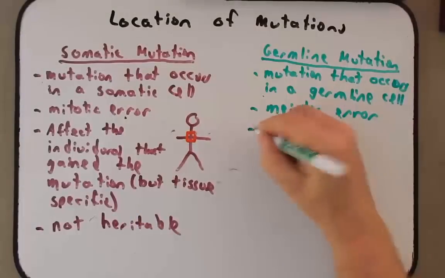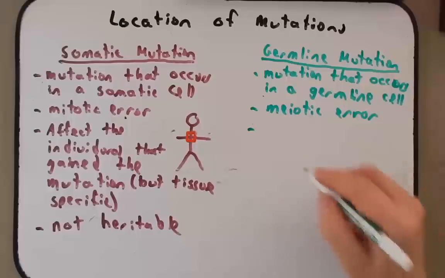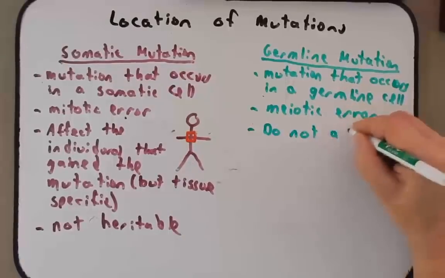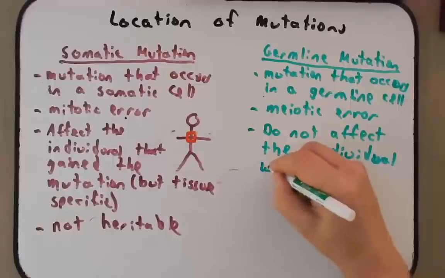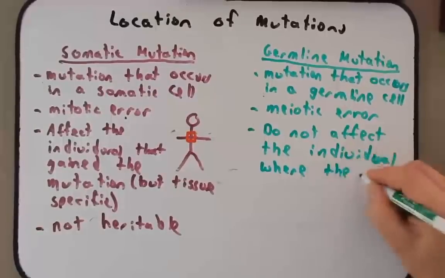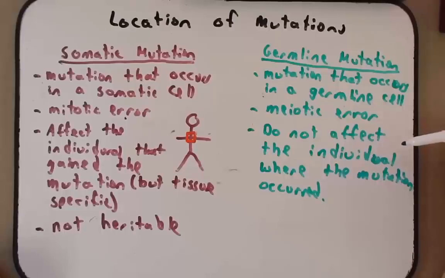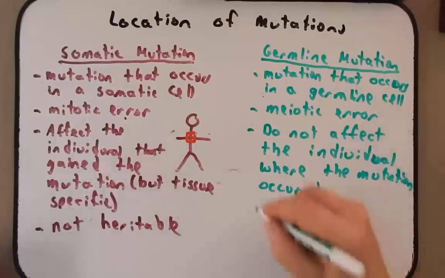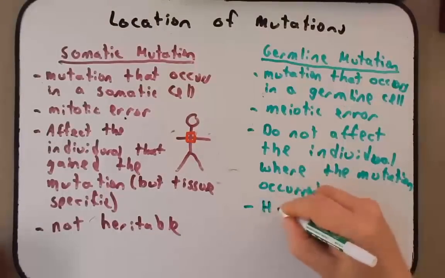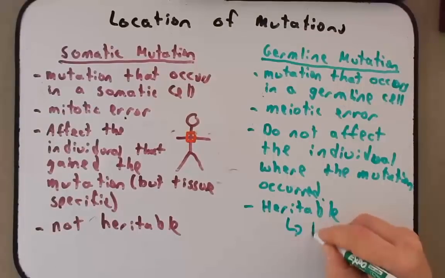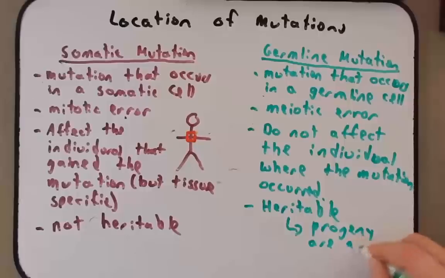Now, on the other hand, meiotic errors, or germline mutations, do not typically affect the individual where the mutation occurred. If I received a mutation in my germline that affected a heart gene, that's not going to bother me at all, because it's in my germline. However, I will be able to pass that mutation on to my kids, and now my kids will have that mutation, and it will be in their heart tissue, so it can cause a problem for my kids. Because of that, we say that germline mutations are heritable, meaning progeny are affected.